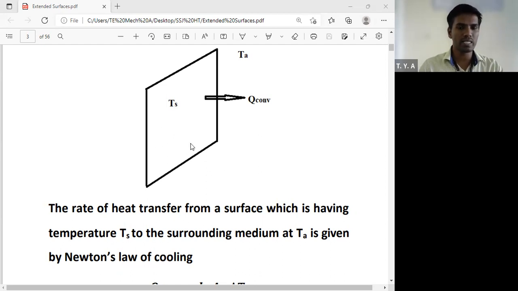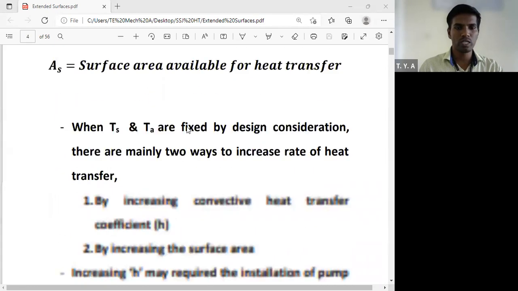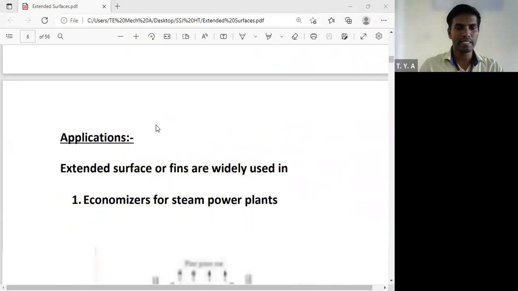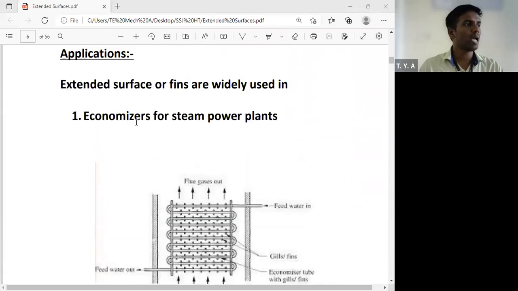And how to increase the surface area? For that we have to use the extended surfaces. Because of that, what will happen? The surface area will increase and automatically Q convection will increase. Then we discussed the applications.